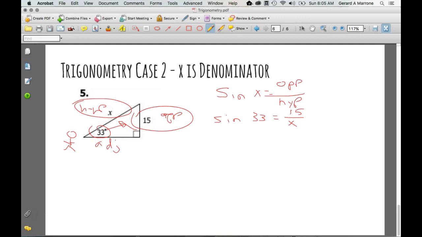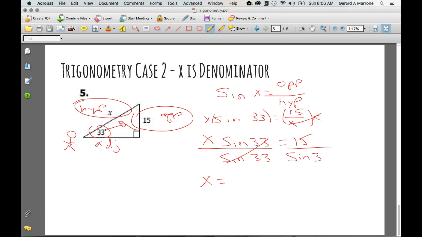Now, in order to do this, it's two steps. First step is to multiply both sides by the denominator, get rid of that fraction. We're just going to move x across. So I've got x times the sine of 33 equals 15. I'm now going to get x on its own by dividing by sine of 33. Remember, these are just numbers. Sine of 33 is just a number. So I've got x equals 15 divided by the sine of 33.